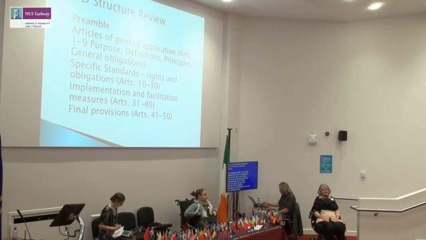So the CRPD preamble speaks to a lot of the core instruments and a lot of the soft law instruments, such as the standard rules on the equalisation of opportunities for persons with disabilities. It speaks to the World Programme of Action. What it doesn't mention are the two earliest declarations, the 1971 and 1975 declarations, and it doesn't mention the 1991 mental illness principles. They are specific exclusions. So what CRPD has done is isolated from the interpretive matrix those three existing instruments.